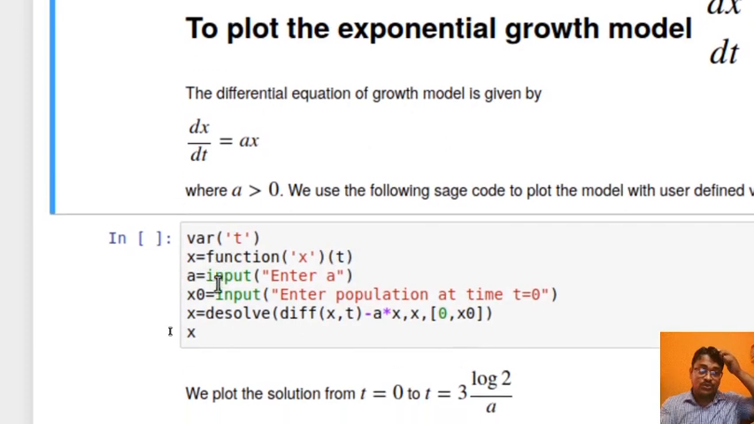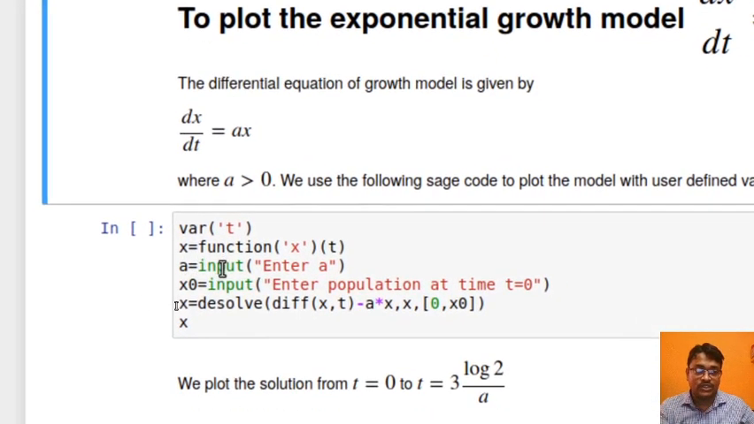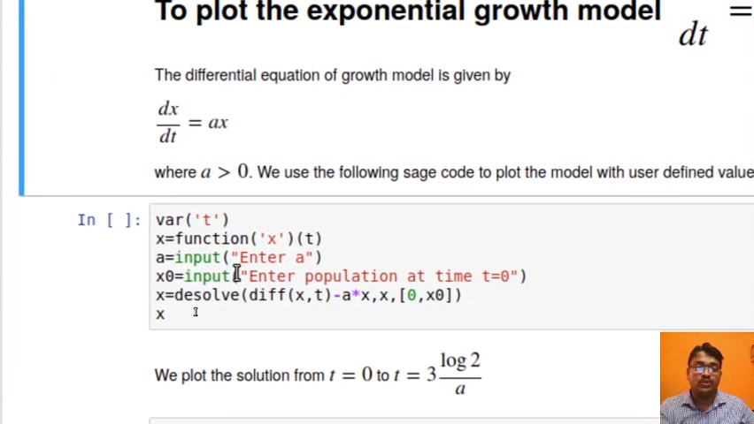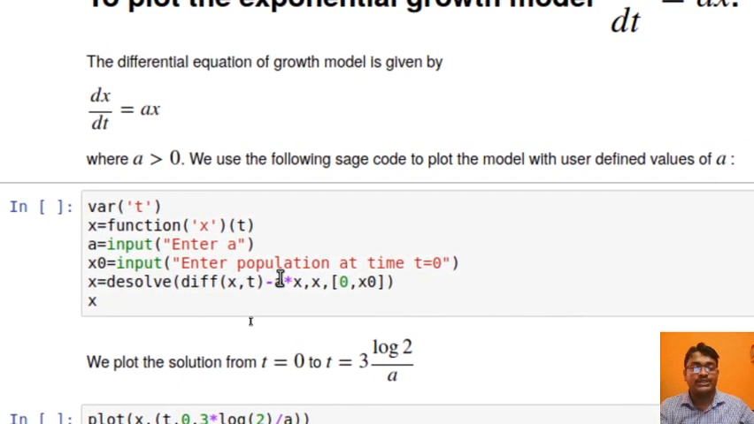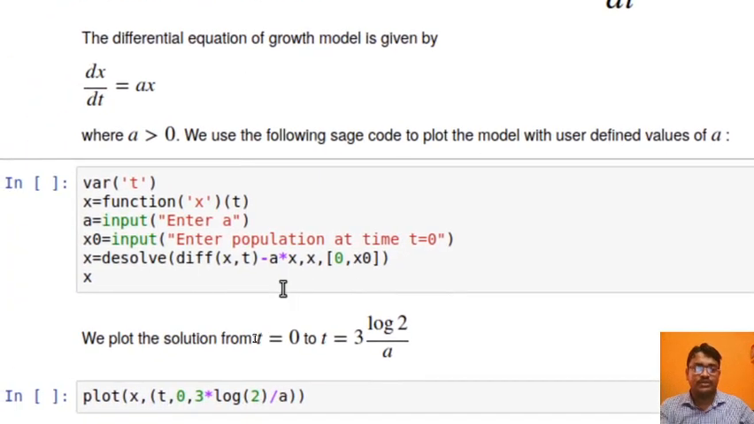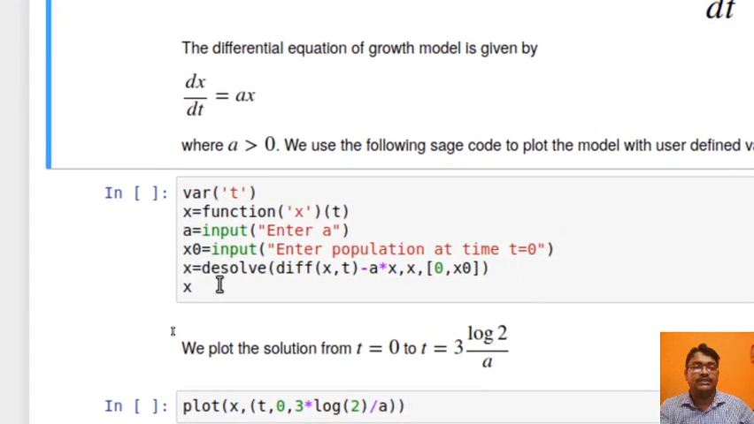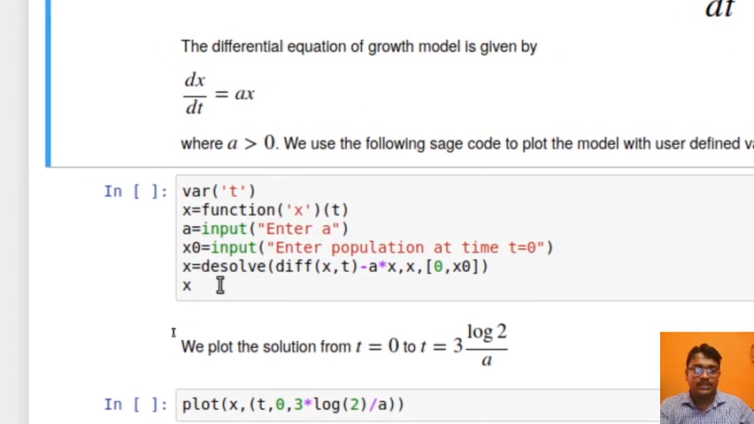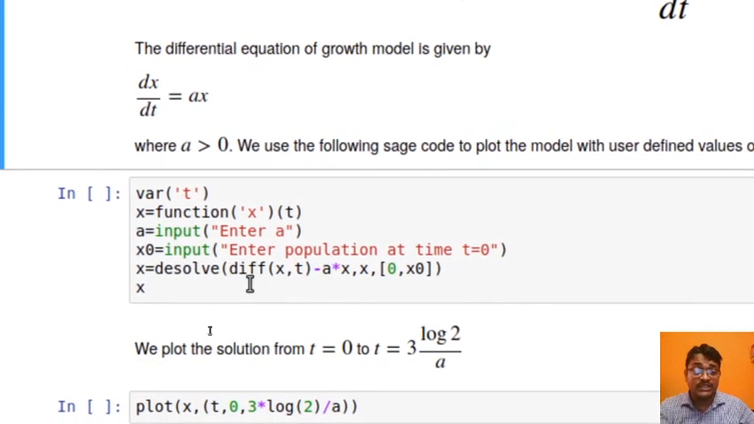Okay, so we'll start with variable t. x is defined as a function of t, and then we'll write a equal to input, enter a, and x not equal to input, enter the population at time t equal to 0. Okay, so initial population we are entering, and then we will assign this desolve, meaning the function obtained by solving this particular differential equation using the desolve command.